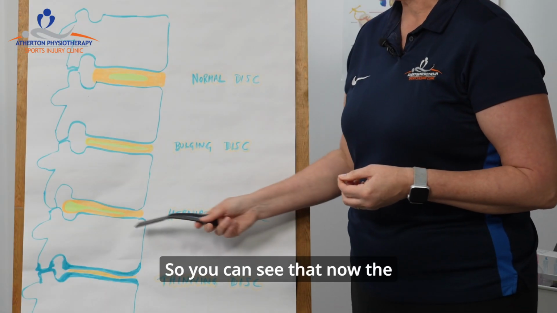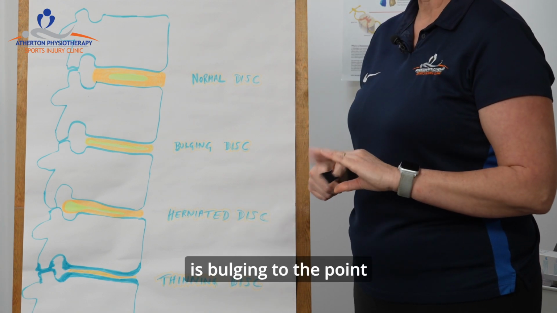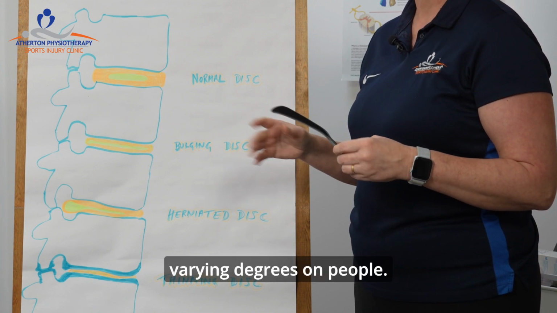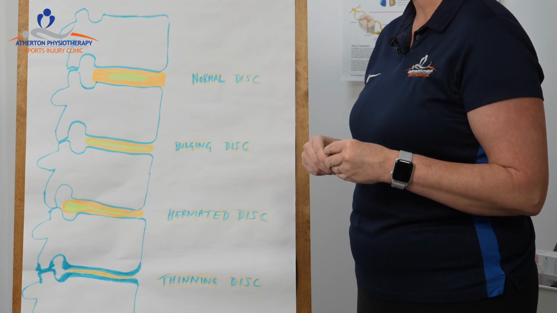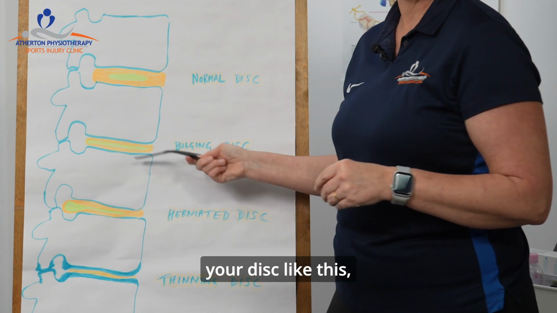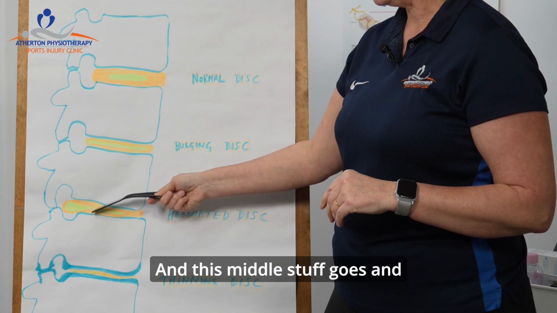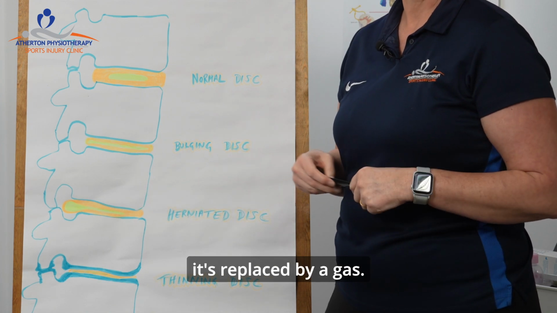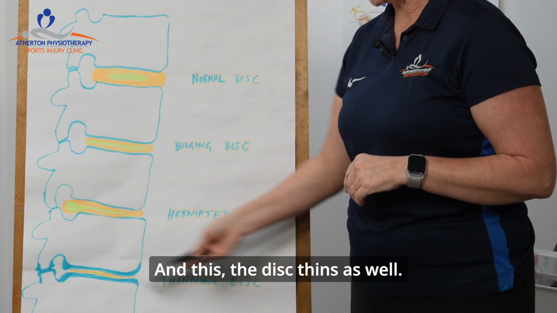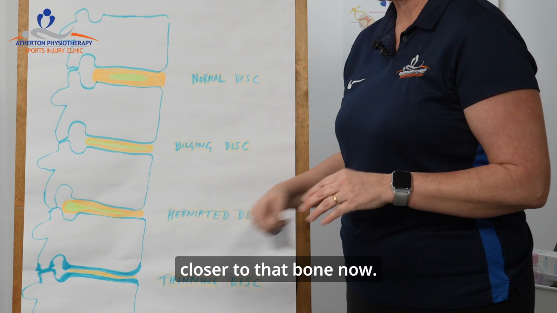So you can see that now the nucleus in the middle is bulging to the point where it's closing off that hole somewhat, isn't it? And that's to varying degrees in people. And then this last diagram shows that over time, if you've had stuff going on with your disc like this, then it becomes degenerated, and this middle stuff goes and it's replaced by gas, and that's what degeneration is. And the disc thins as well, so it's really small. So that means that that bone is closer to that bone now.